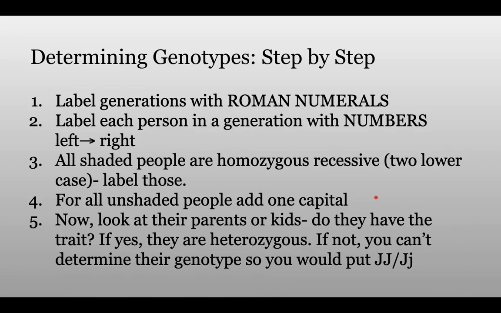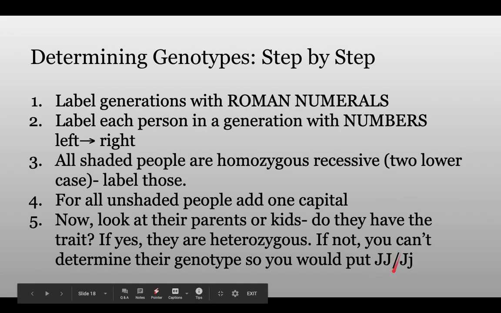Okay, here are some step-by-step directions. We've already gone through all of this, but just so you have it all in one place. First thing you're going to do is label the generations with Roman numerals. Second, label the people with numbers left to right. All shaded are homozygous recessive, so you'll label those with two lowercase. For all unshaded people, you're going to add one capital letter, and then you need to decide what the second letter is. So you'll look at their parents or their kids. If they have a parent or a child with the trait, they're heterozygous. If not, you probably can't determine their genotype, so you would put capital, capital lowercase.